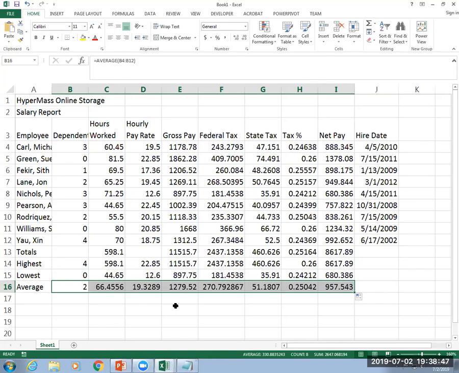Now let's see here. The things they want us to not include are the average tax percent. They don't want us to do the average tax percent, so I'm going to delete that one. And I think that's it. I think that's the only one that I want to delete.